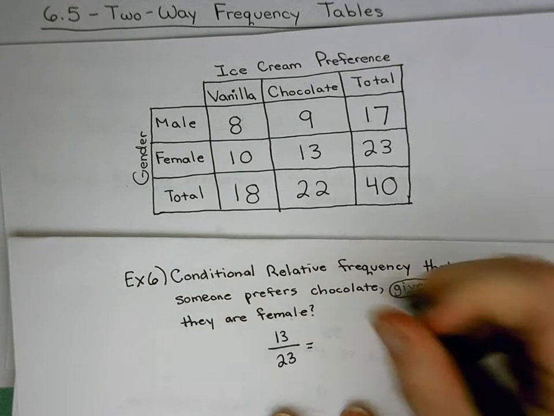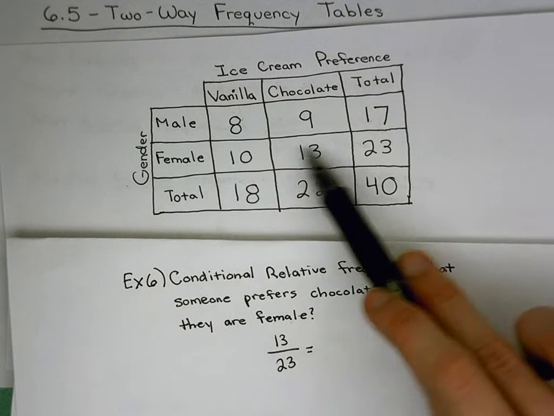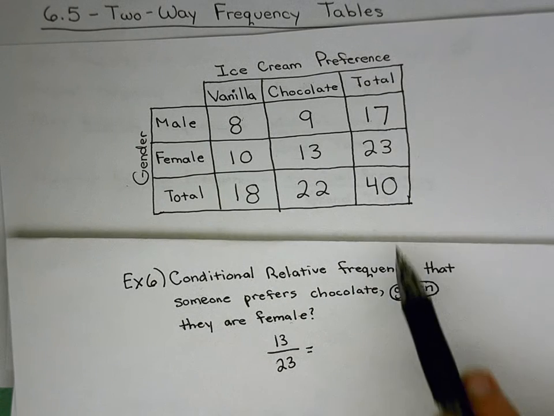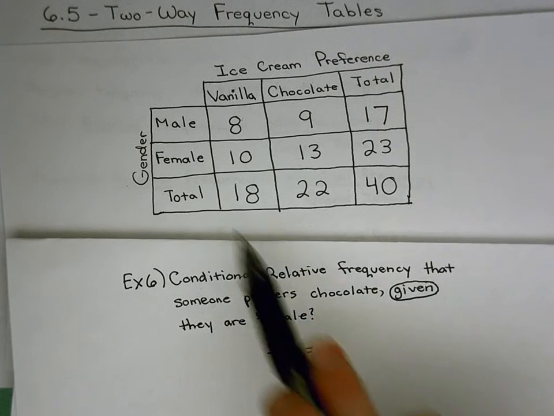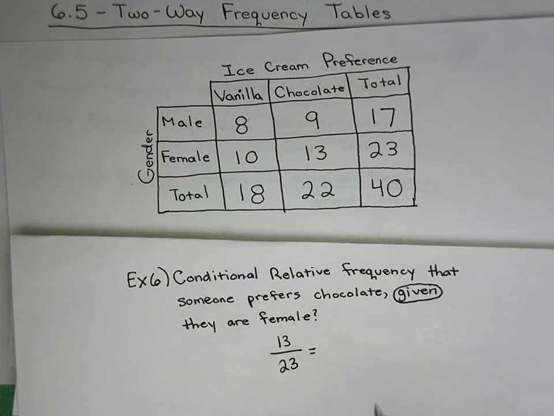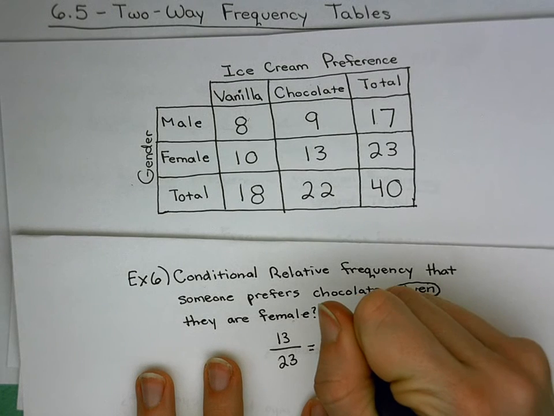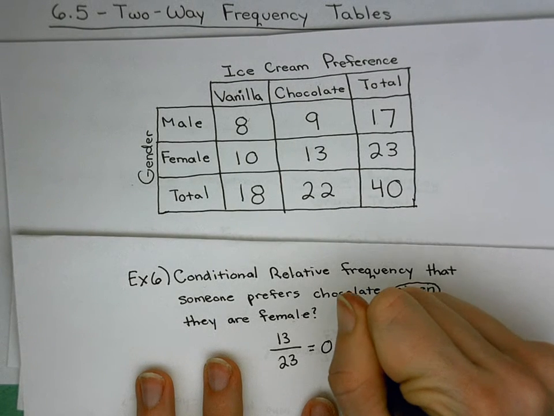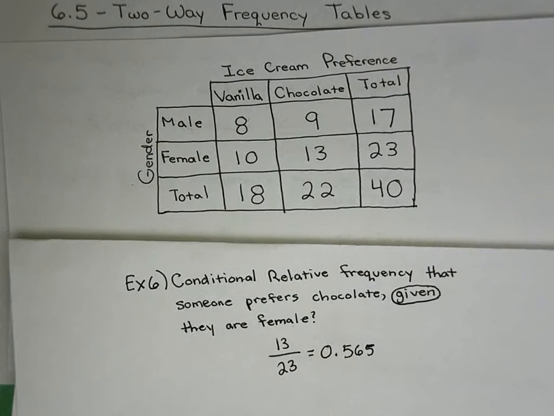13 divided by 23. Again, 13 because that's the joint, right? Joint between female and chocolate. And then 23 because that's what follows the word given here. 23 follows the word given, female. Female is 23, right? Always what follows the word given. Okay? And this one, when you calculate it, is 0.565, and it's actually a lot longer, so I'm just going to go ahead and cut it there at 3 decimal places. This one does not have a nice answer particularly, so we'll go ahead and cut it at the thousandths place. Okay? And those are two-way frequency tables.